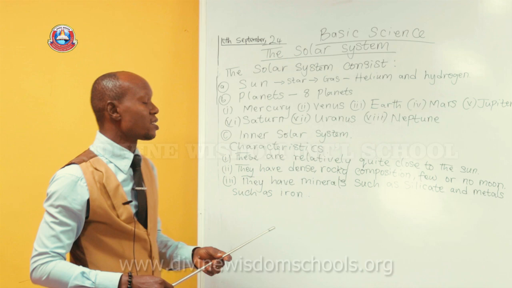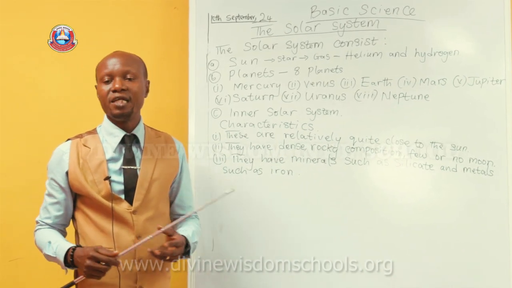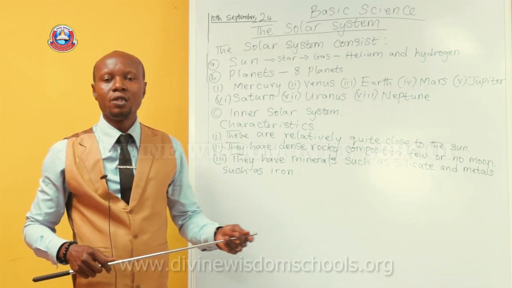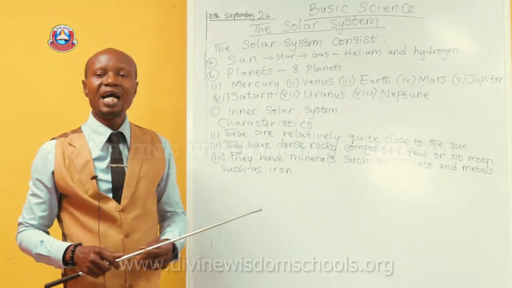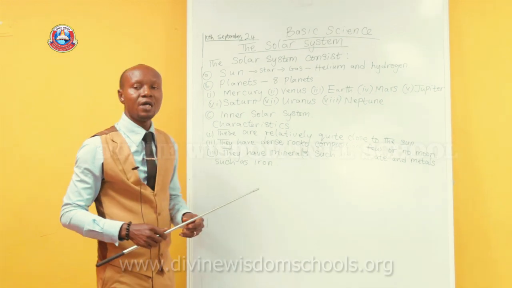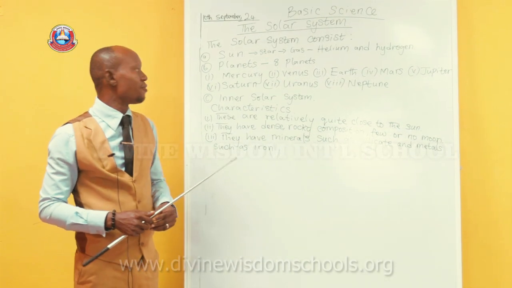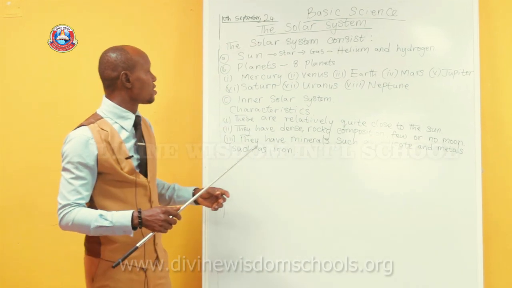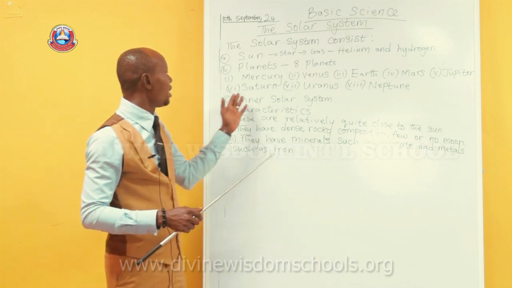Now there are 8 planets, which are supposed to be 9 planets, but one of them has been removed, and that planet is called Pluto. So currently we have 8 planets. These planets move around the sun in an anti-clockwise direction. The one that is closest to the sun is called Mercury. And so we have the 8 planets here.